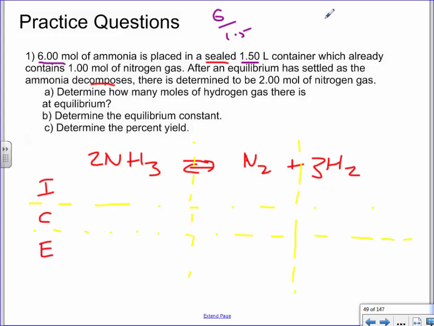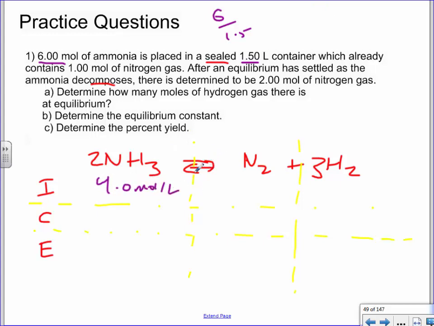Is it 4.5? All right, it was 4. So 6 divided by 1.5 means our ammonia began at 4 moles per liter.